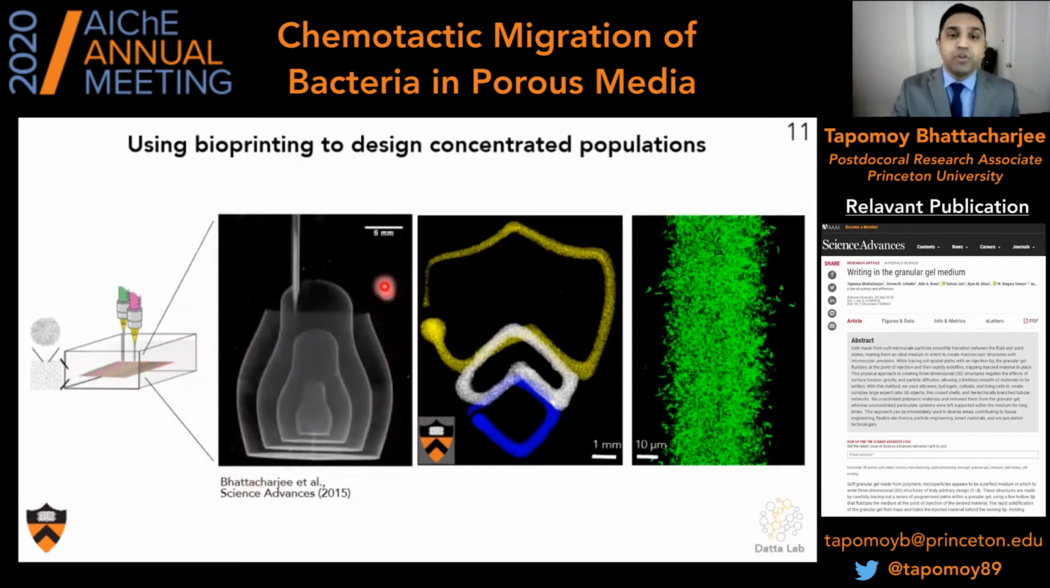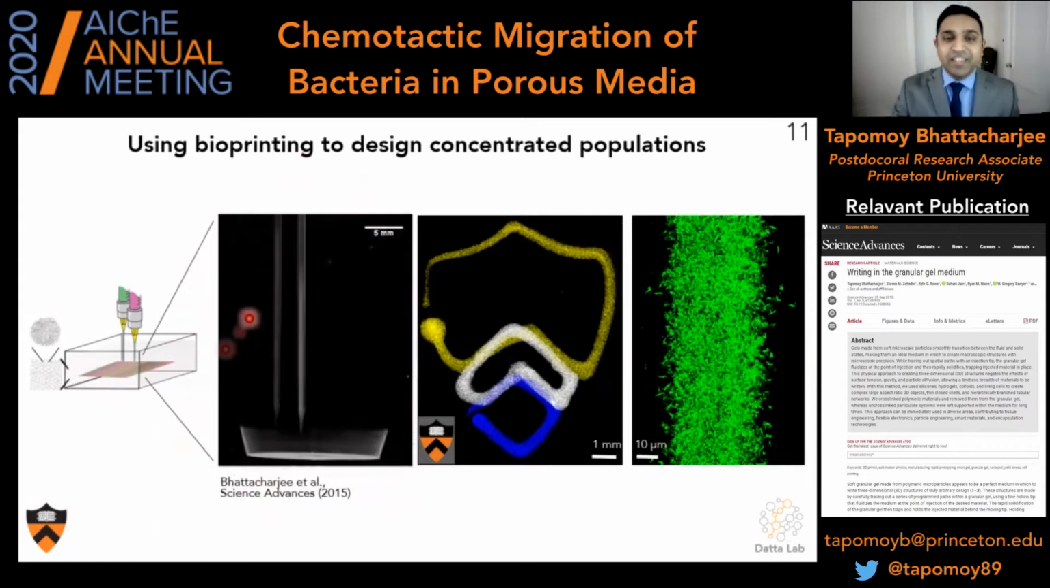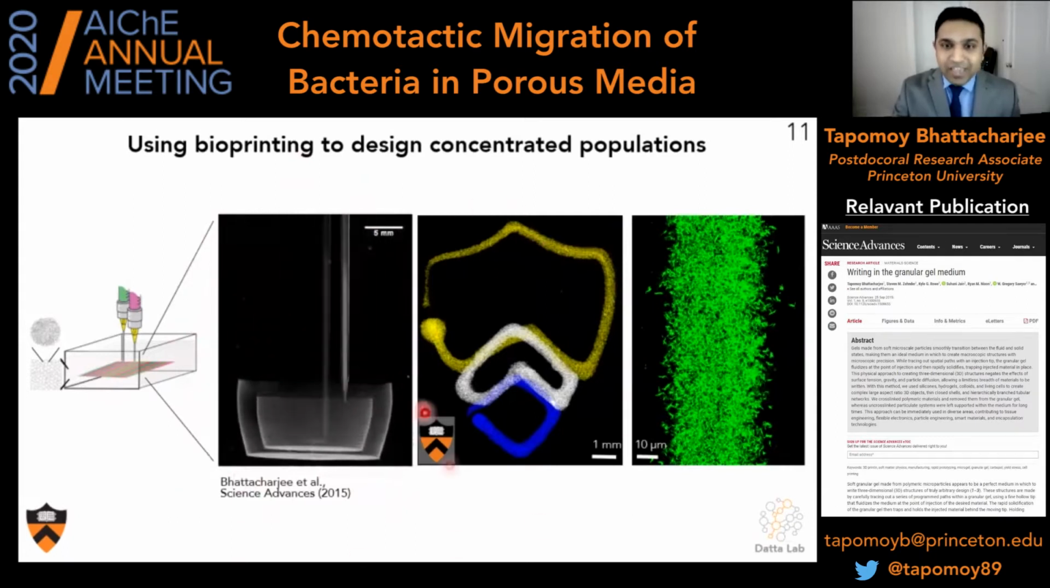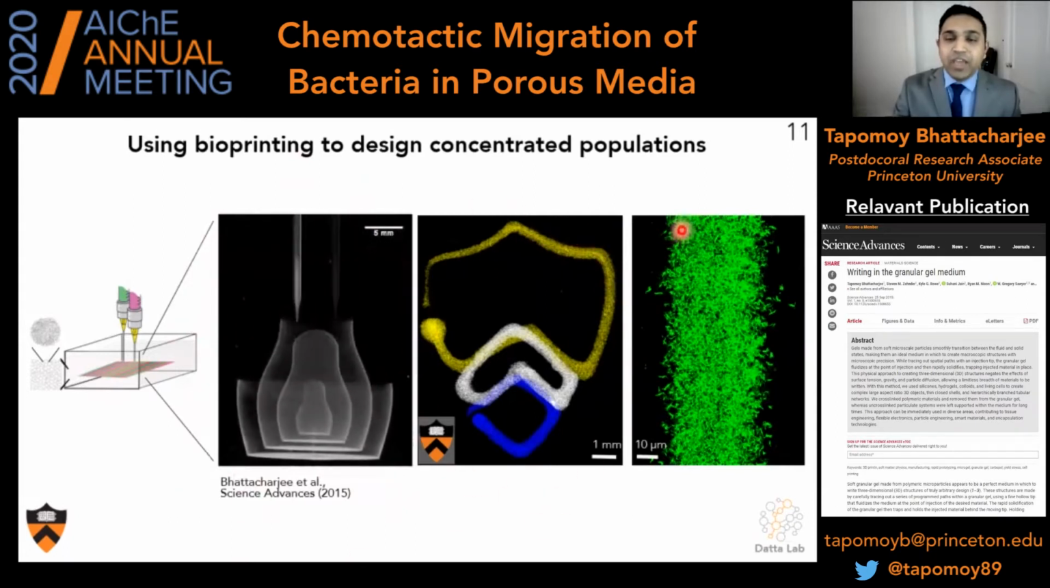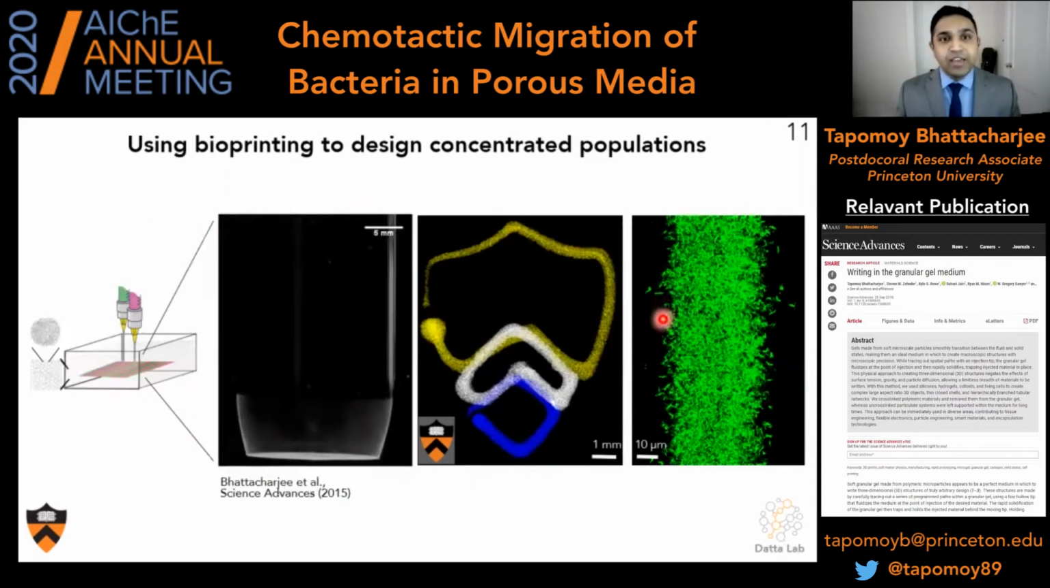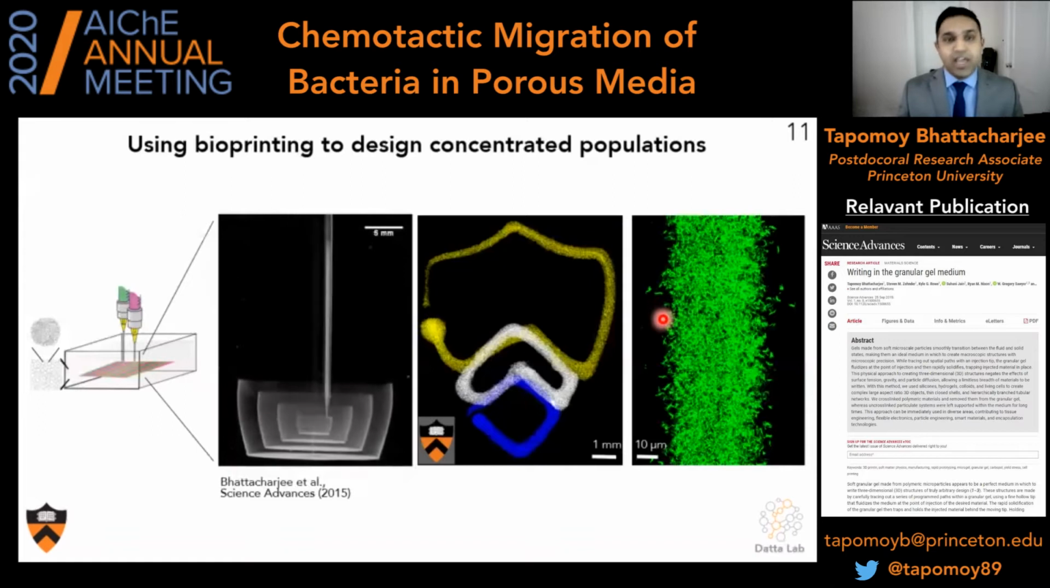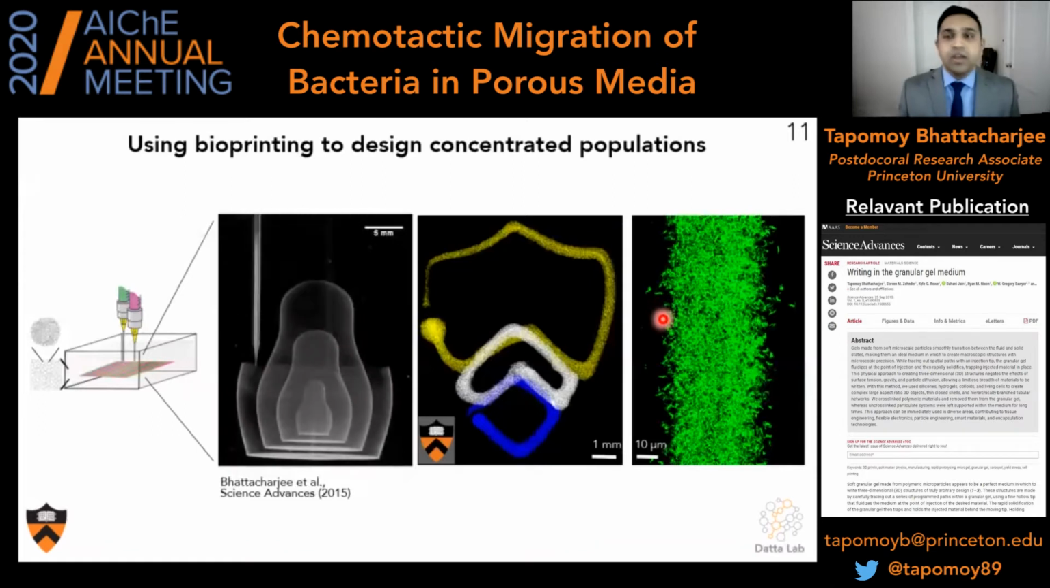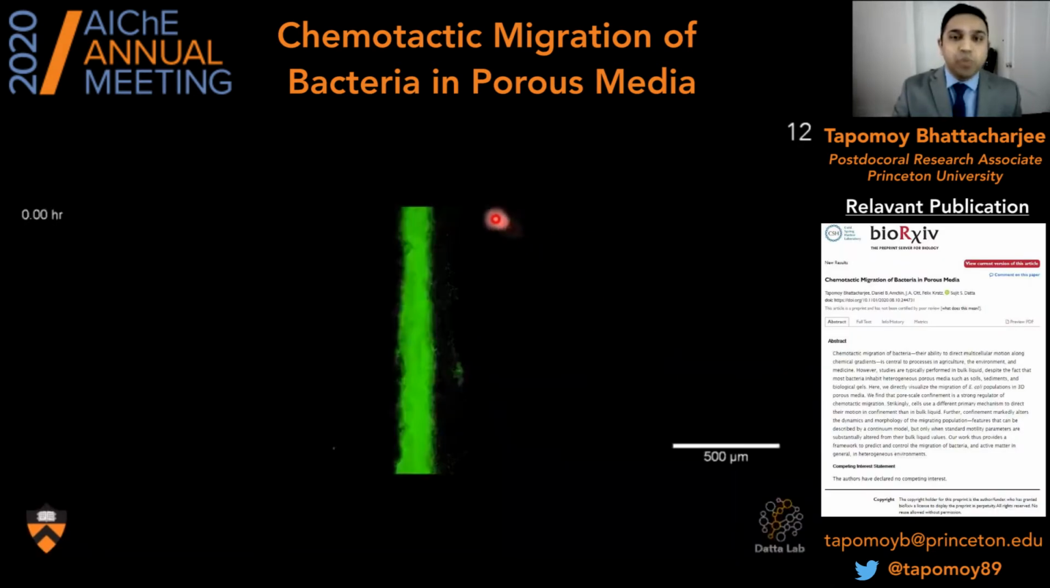And using this approach, we can directly inject a dense suspension of bacteria deep inside a porous medium, and we can make any structure out of this material at any given size, shape, and aspect ratio. To start with, we make a small cylindrical structure of bacteria.